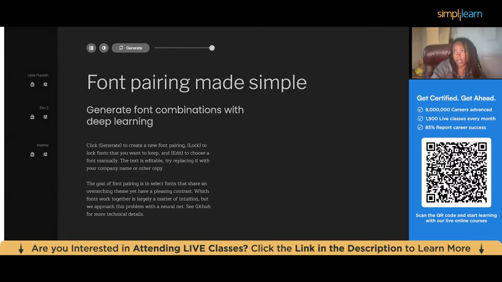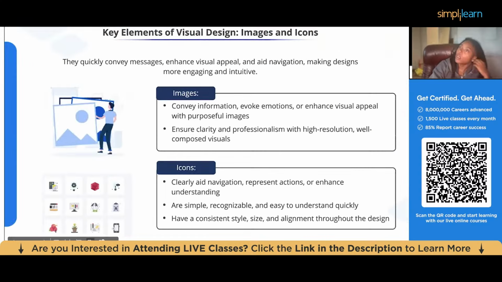All right. So getting back into the lesson. Some key elements of visual design are images and icons. They quickly convey messages to enhance visual appeal and aid navigation, making designs more engaging and intuitive. For example, images convey information that evokes emotions, and you can enhance visual appeal with purposeful images. They also ensure clarity and professionalism with high resolution and well composed visuals.